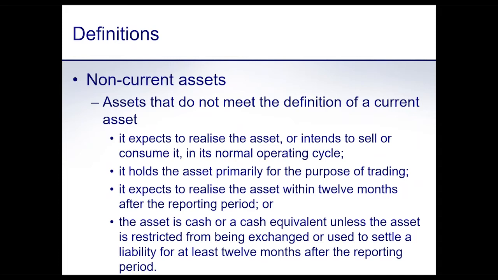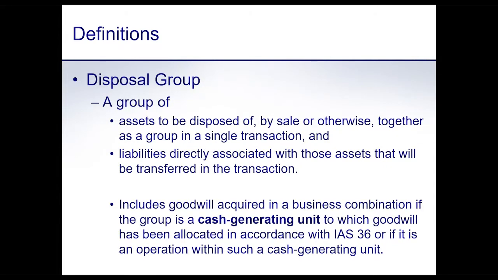Now, to be clear, IFRS 5 will only apply to the accounting for a non-current asset where we've taken the decision to dispose of that non-current asset. If it relates to a current asset, we can't apply IFRS 5 in that particular scenario, unless that current asset forms part of a disposal group, which we're going to talk about now.